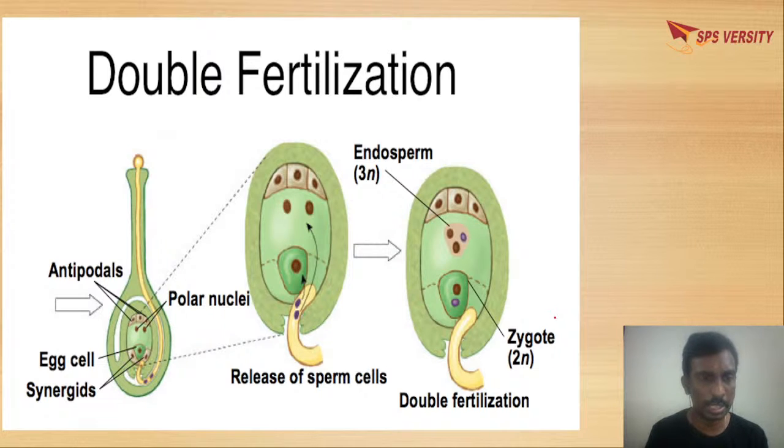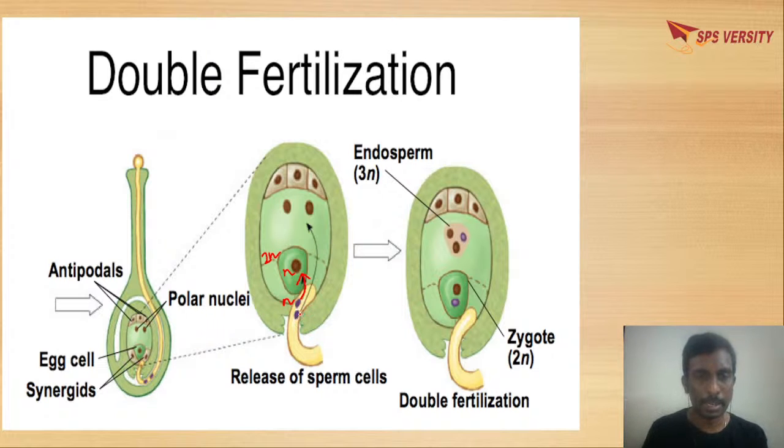Here you can see in the picture very carefully, this is the egg cell which is present in the egg apparatus. One male gamete is fusing with the egg cell which is present in the egg apparatus. So this is one male gamete, haploid plus haploid. It results in the formation of a 2N zygote.